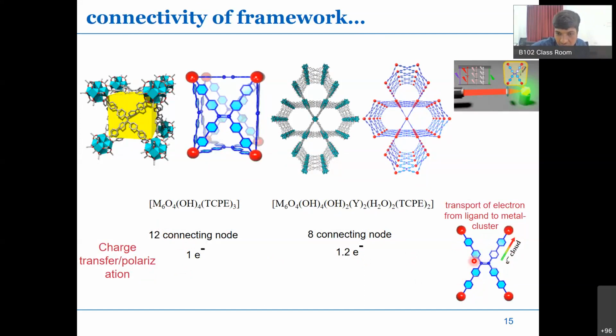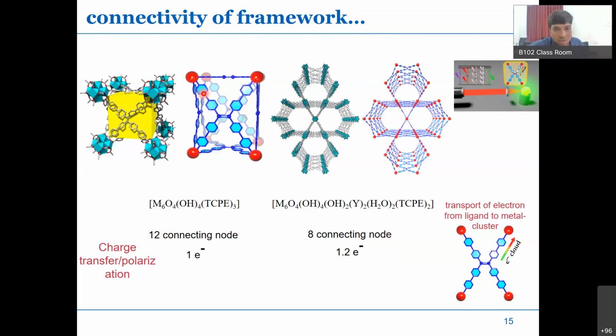You see here, this is a framework organic linker, and this is the metal node. In case of cubic structure or 12 connecting node, 1 electron has been charge transferred from the linker to the node. But if you come to the 8 connecting node, it is increased to 1.2 electrons. So charge polarization is much better in case of Kagome lattice compared to the cubic structures.